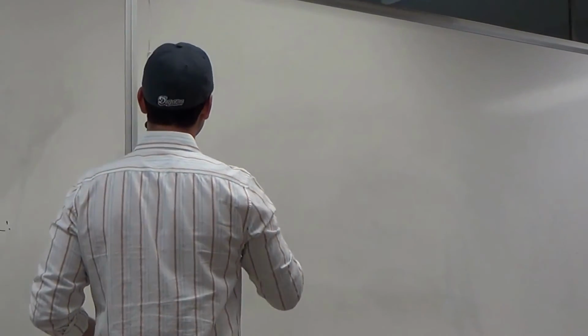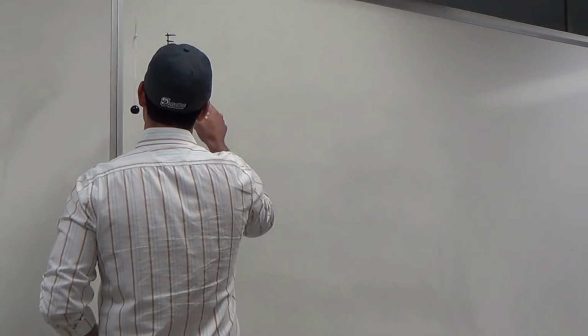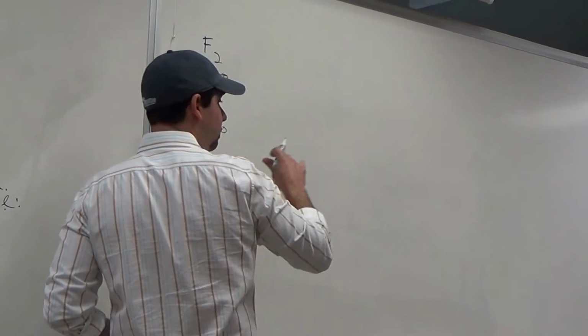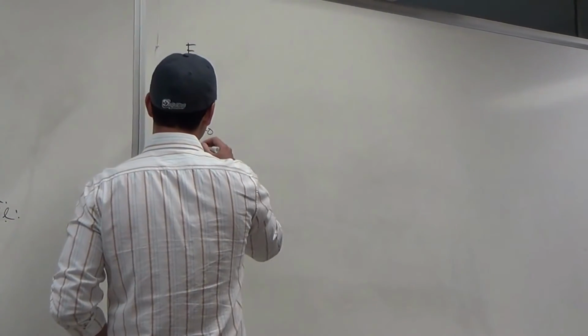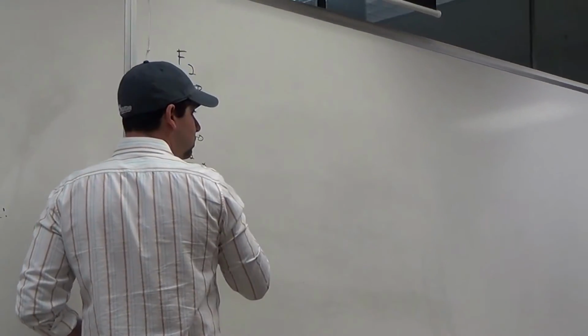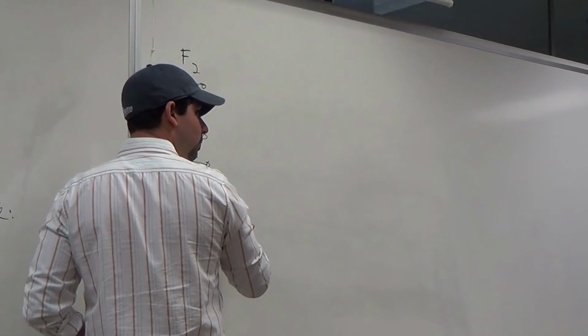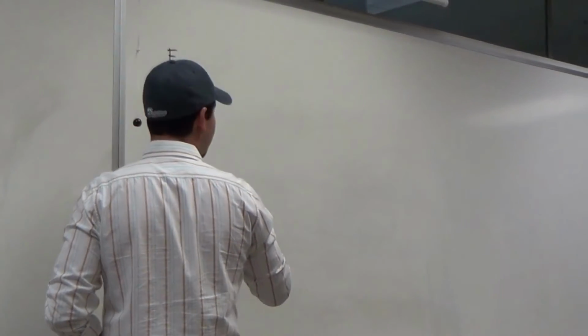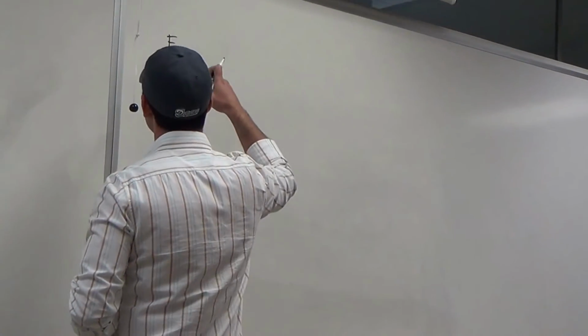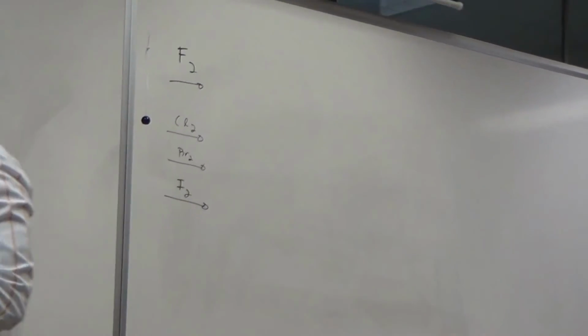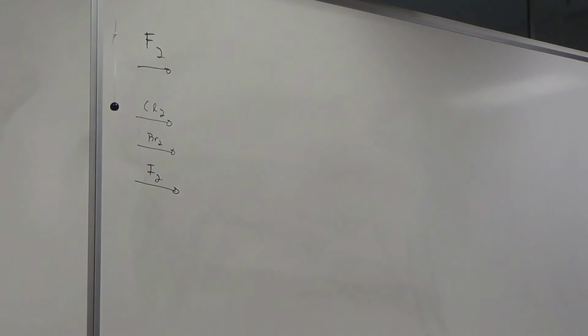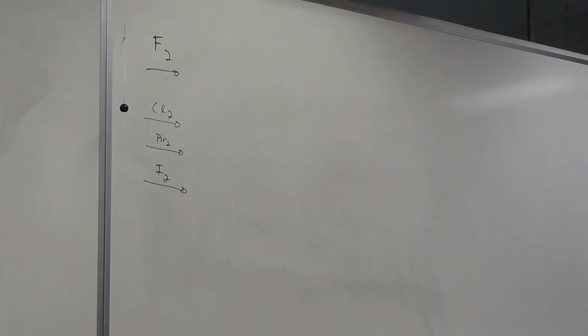So next in speed is chlorine. We can handle it. Then how about bromine? It's slower, and I2 is too slow. So this one is too slow, not reactive, and this one is too fast, too reactive. So the only ones that we are going to use in this class are Cl2 and Br2.